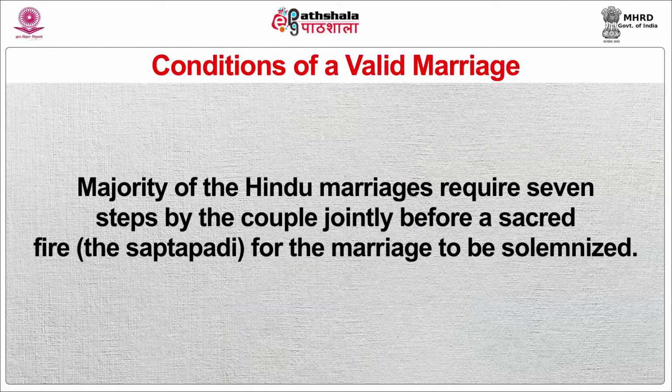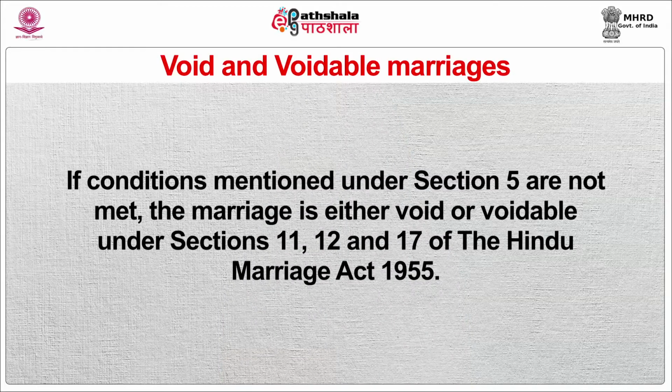The majority of Hindu marriages require 7 steps by the couple jointly around a sacred fire for the marriage to be solemnized. Under Section 18 of the Hindu Marriage Act, failure to meet certain conditions to marriage prescribed under Section 5 of the Act may lead to punishment in the form of simple imprisonment, which may extend to 1 month, or with fine, which may extend to 1,000 rupees, or with both. If conditions mentioned under Section 5 are not met, the marriage is either void or voidable under Sections 11, 12 and 17 of the Act.